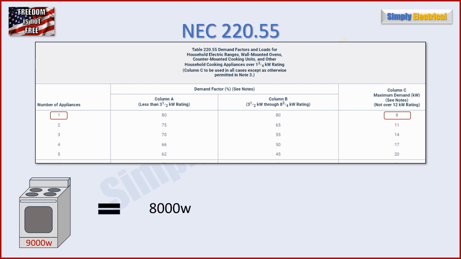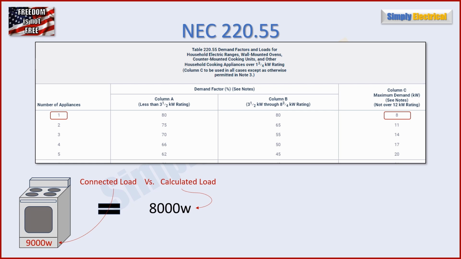Even though our actual connected load is 9,000 watts, our calculated load is only 8,000 watts. This is a good time to talk about these two terms. Connected load refers to the actual rating of the appliances. In other words, it's what's actually connected to the circuit. Calculated load refers to the adjusted load after demand factors have been applied. In other words, what you get after calculations are done. It's important to keep these terms clear in your mind.